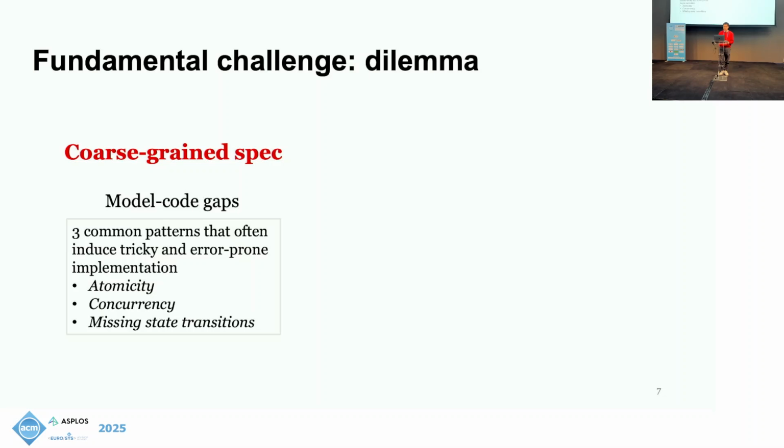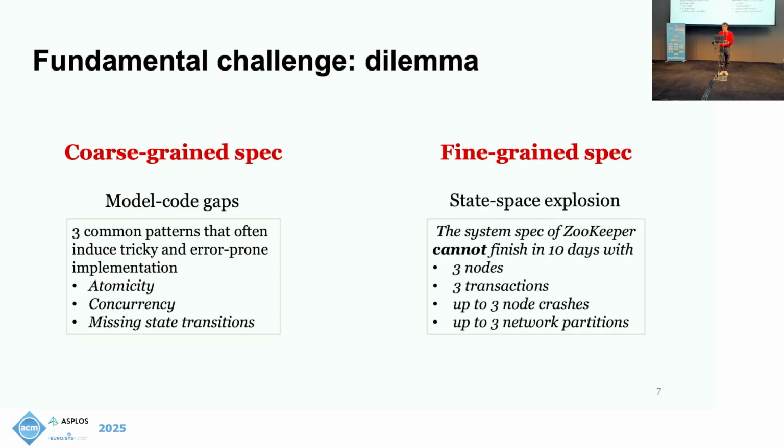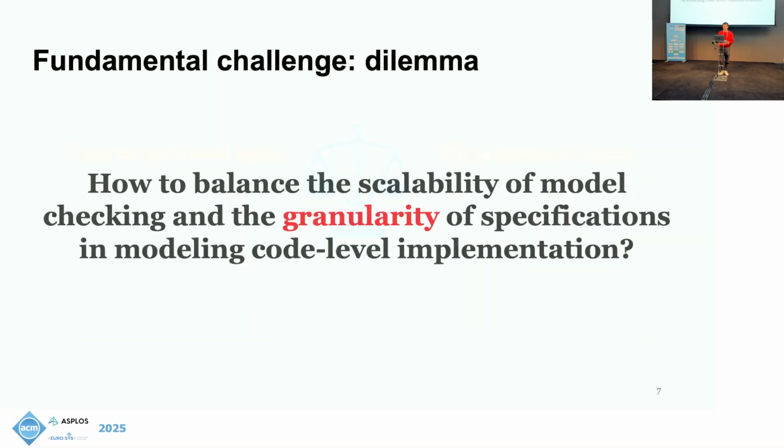One main reason is that implementations are highly optimized, and the optimizations are rarely modeled in existing specifications. Intuitively, we could further model important fine-grained behavior like non-atomic updates and multi-threading concurrency for verifying code implementation. However, doing so would significantly increase the state space, resulting in state space explosion. Currently, using the TLC model checker to verify the system spec of ZooKeeper can take 10 days with a standard configuration. So here comes the dilemma: how to balance the scalability of model checking and the granularity of specifications in modeling code-level implementation.